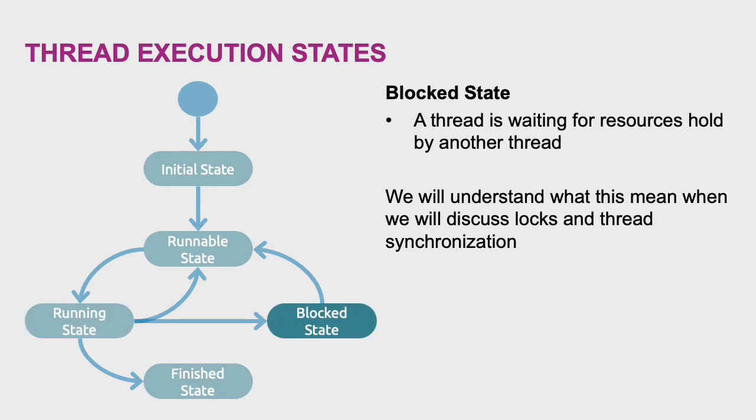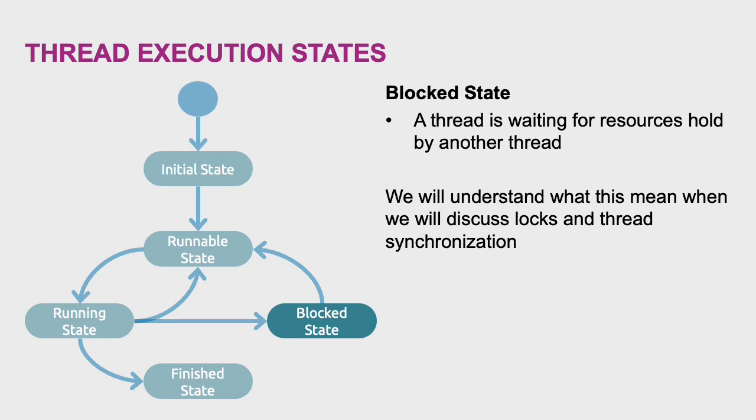A thread is in blocked state if it is waiting for resources held by another thread, or if it is waiting for results of an I/O operation. We will understand better the blocked state and how to block a thread in future lectures of this class. So, a bit of patience and everything will be extremely clear. For now, it's important to notice that it's possible to block a thread and that the thread could be unblocked due to some event.